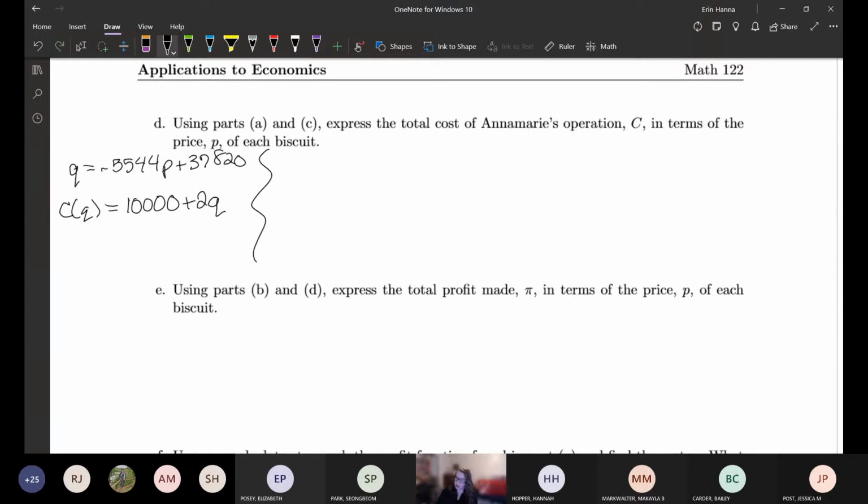So those are the 2 pieces we're going to need for this question. Express the total cost of Anne Marie's operation C in terms of the price. So essentially we found the cost equation in terms of quantity, and now we want to change it over to a cost function in terms of price.